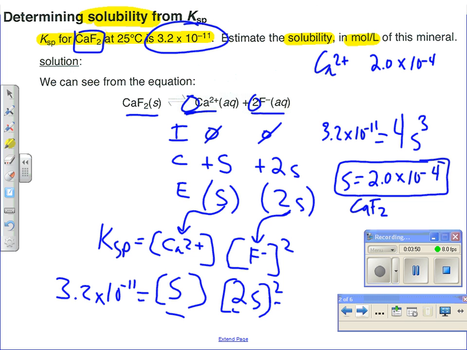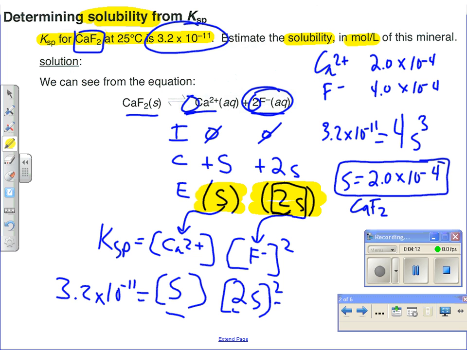What if they wanted to know the solubility of F minus? It's different than Ca because it's 2S on the E line. The molar solubility of that would be 4.0 times 10 to the negative 4th. So you have to pay attention to the E line if they're asking you about ion concentrations.